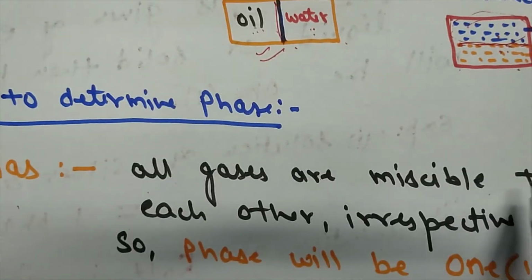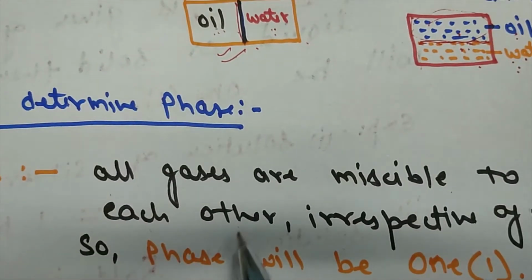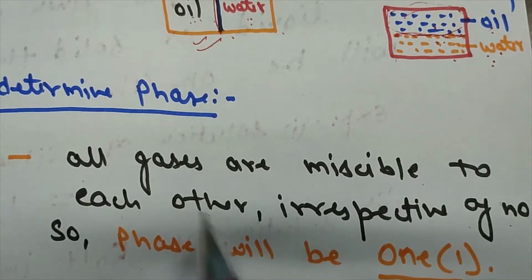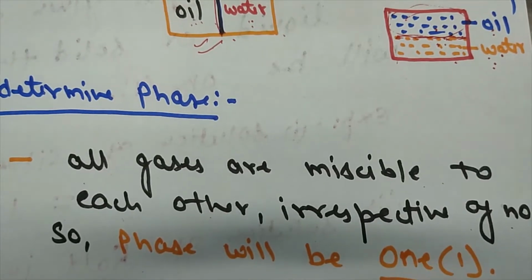All gases are miscible to each other irrespective of number. Guys, it is very important: all gases are miscible to each other irrespective of number. Suppose you have 4 or 5 different types of gases like HCl. Guys, don't be confused, HCl is a gas. HCl, SO2, methane, ethane, they all are gases. If you mix them together, you can't distinguish between them.